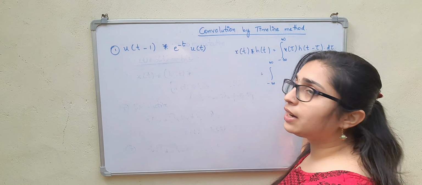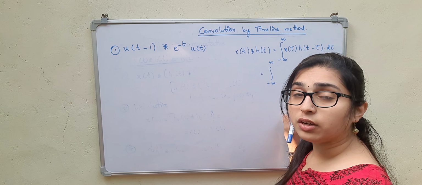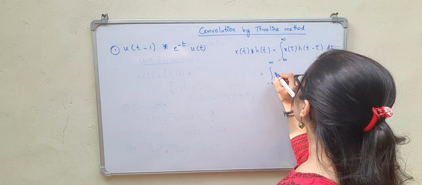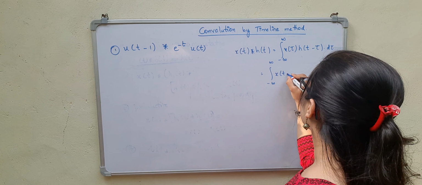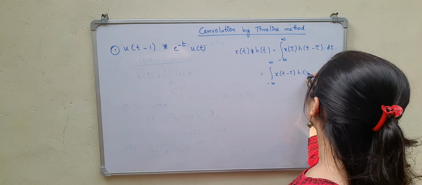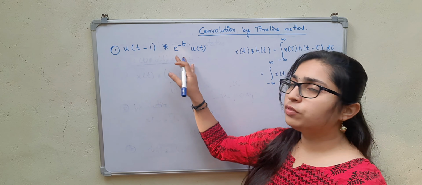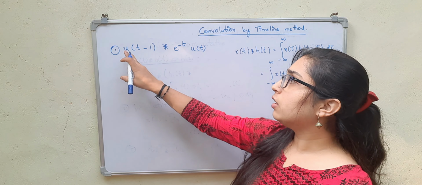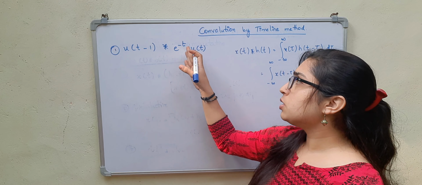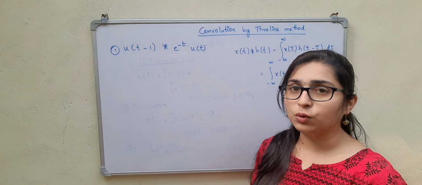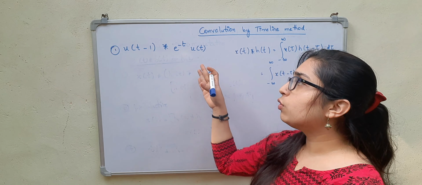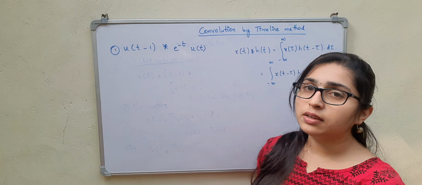We know that convolution satisfies the commutative property, so we can also write this as x of t minus tau h of tau d tau. Here, to find the convolution of these two signals, we have taken u of t minus 1 convolved with e to the power of minus t u of t. So how do we find the convolution of these two signals using the timeline method?